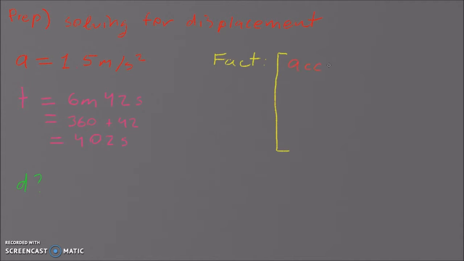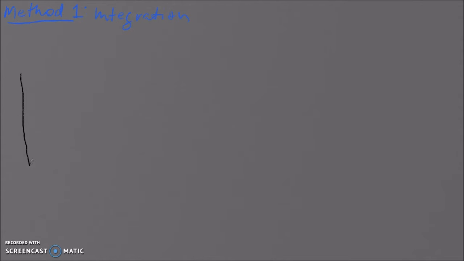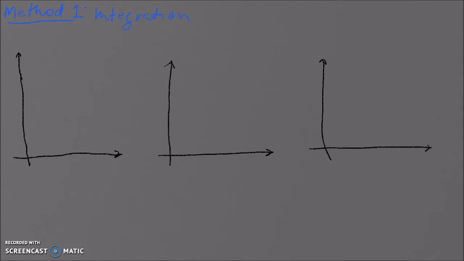We know that the second derivative of the displacement is acceleration, right? And the first method is going to be integration, since there's derivatives involved. Let me draw you 3 little graphs to demonstrate what we're going to do. The first graph is going to be displacement over time. The second one is going to be velocity over time, and the third one is going to be acceleration over time.